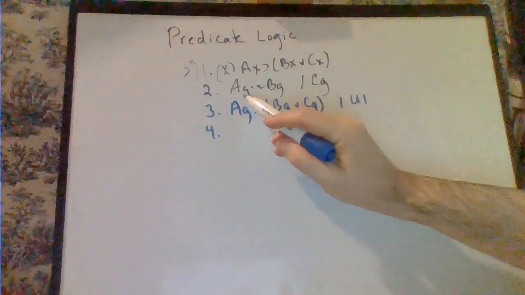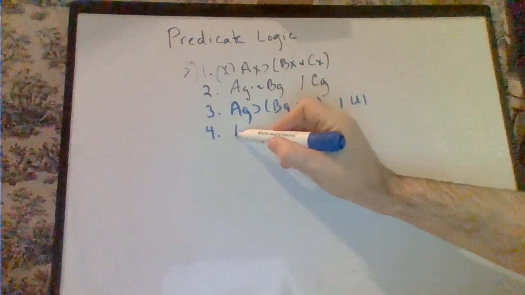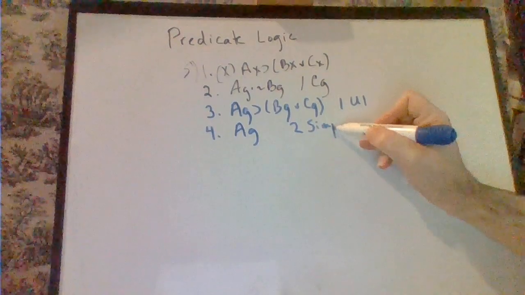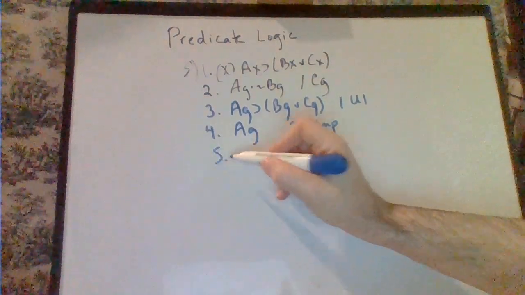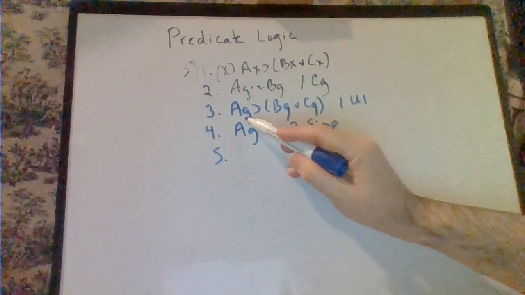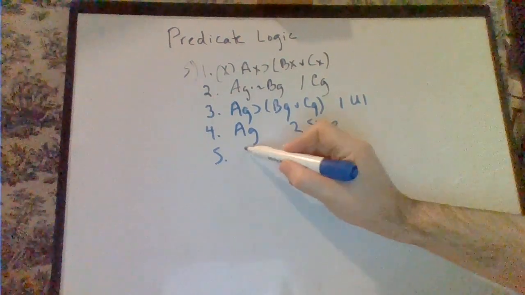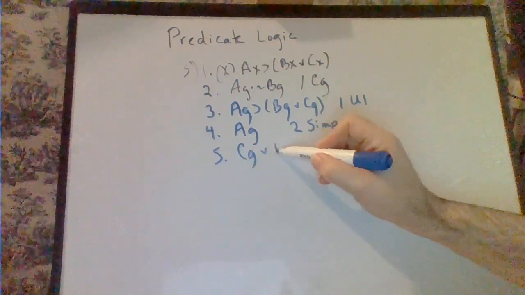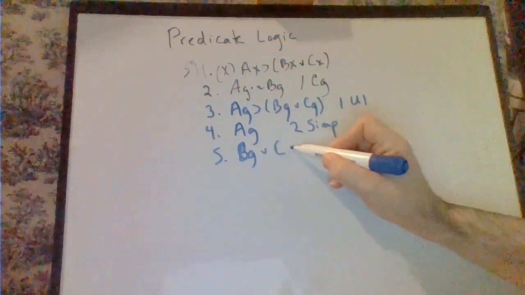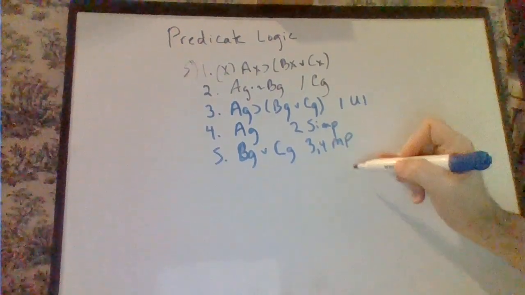So I would say, well, here, line 2, you've got Ag and not Bg. So we're going to simplify that to make it just Ag. And so now you can see that 3 and 4 make a modus ponens. If Ag, then Bg or Cg. Ag, therefore Bg or Cg. So 3 and 4 modus ponens give us that.